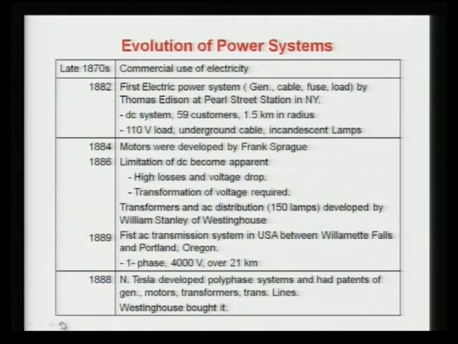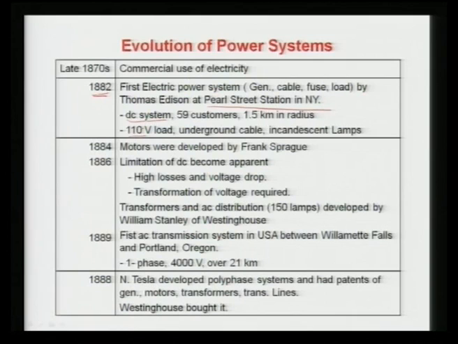The commercial use of electricity basically started in the late 1870s, but the first power system was developed by Thomas Alva Edison. It was at Pearl Street Station, and it was commissioned and operated in 1882. This was a DC system. It is surprising, but it was a low voltage DC system. However, this course is devoted to the high voltage system.